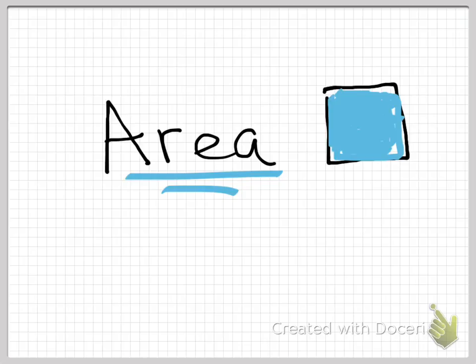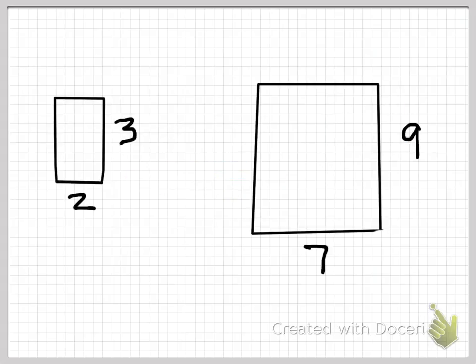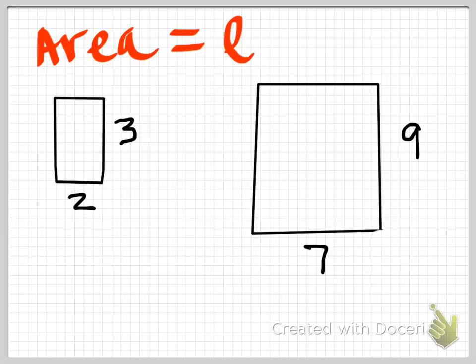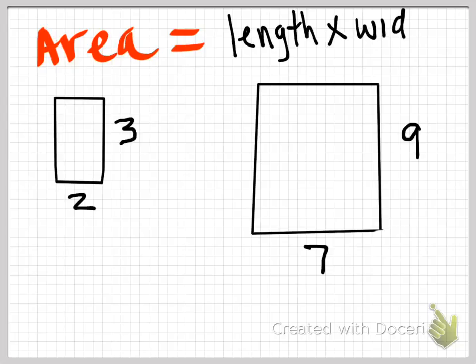Area. Okay, so area is another topic that's going to be on this, and the area again is the space inside. So area equals usually length times width. Let me spell it out, length times width. Hopefully it sticks with you. Why? Because the area is the space inside. And area is usually calculated in square units.